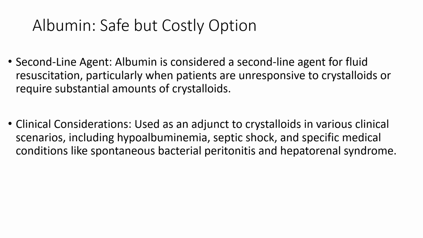Albumin is a safe but a costly option. Second line agent: albumin is considered a second line agent for fluid resuscitation, particularly when the patients are unresponsive to crystalloids or require a substantial amount of crystalloids. Clinical consideration is they can be used as an adjuvant to crystalloids in various clinical scenarios where there is hypoalbuminemia, where there is septic shock, and specific medical conditions like spontaneous bacterial peritonitis seen in CLD and hepatorenal syndrome.